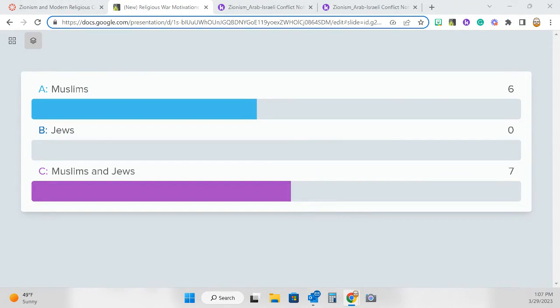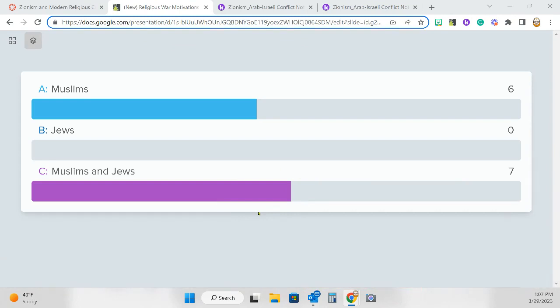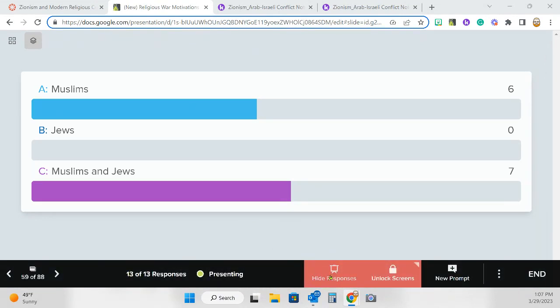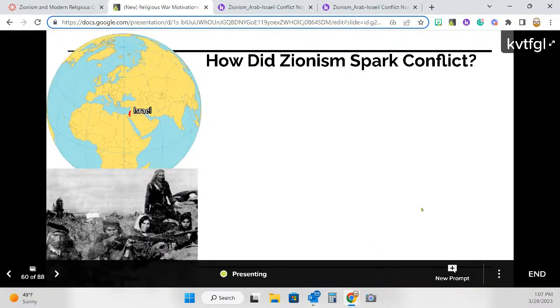All right, and the correct answer is the one picked by, in this case, a majority: Muslims and Jews. Both committed acts of terrorism in the Holy Land. So let's get to that and find out why that is the correct answer.